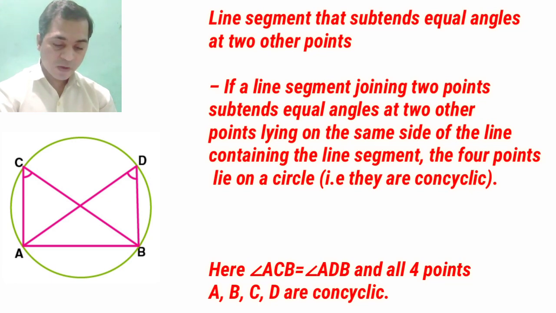So students, here you can see a line segment AB, and 2 points in the same plane. These two points are C and D, right? So in this way, on the circle there are 4 points A, B, C, D. These points are known as concyclic. So in this way angle C and angle D will be equal.